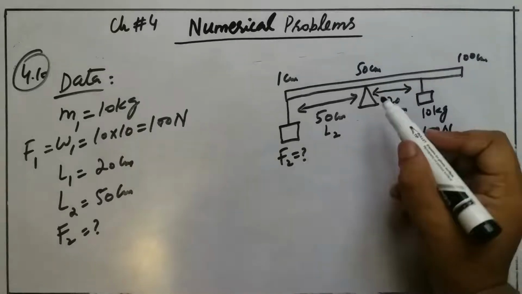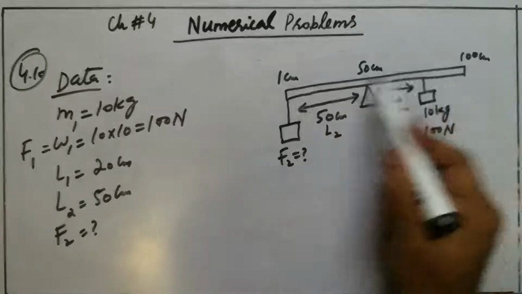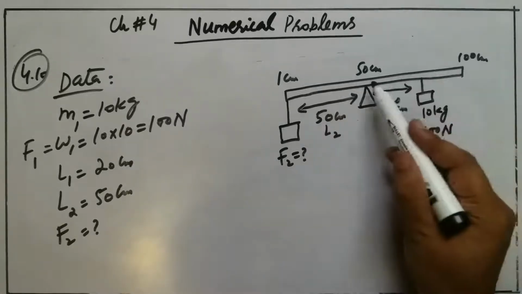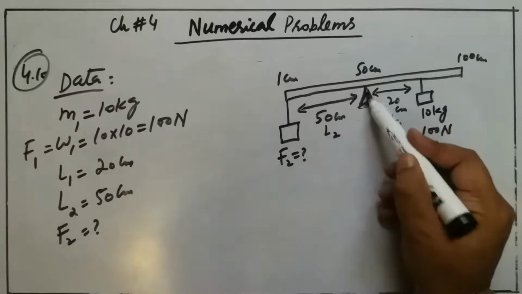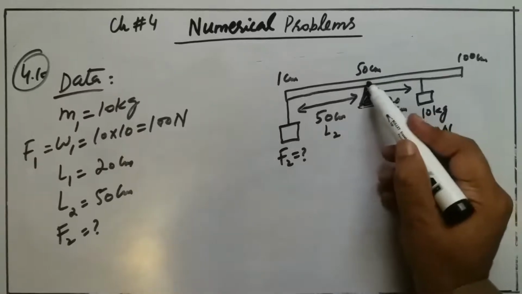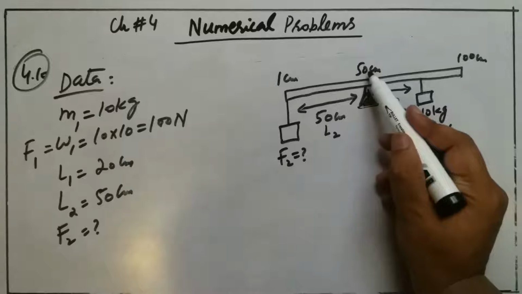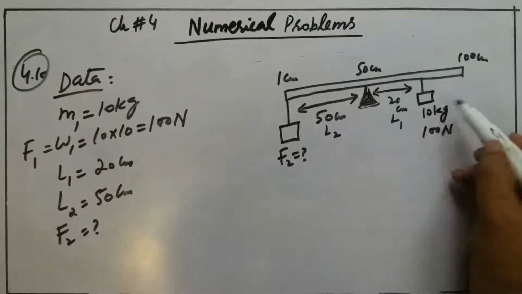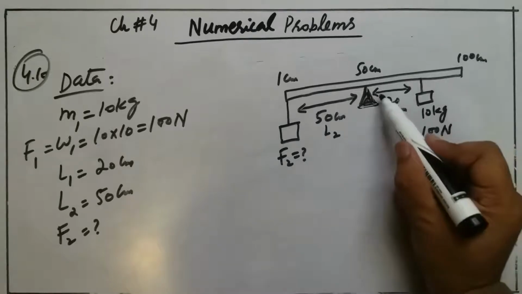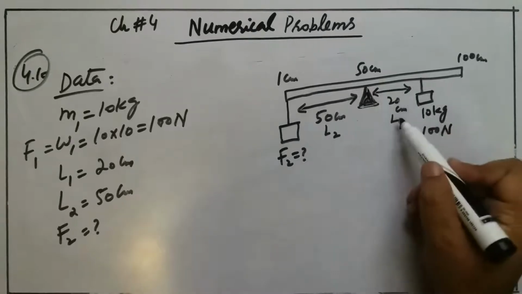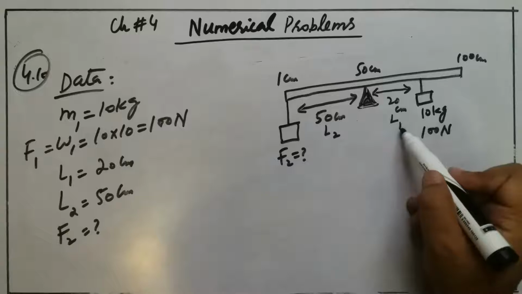Look at the diagram, students. This is 1 meter length of the bar. This is equal to 100 centimeter also, and we have to balance this on the wedge, and this should be in the center. So the middle point is 50 centimeter. So there is a mass of 10 kg. In newtons, or in force, we can write it as 100 newton, and this is 20 centimeter from the center.